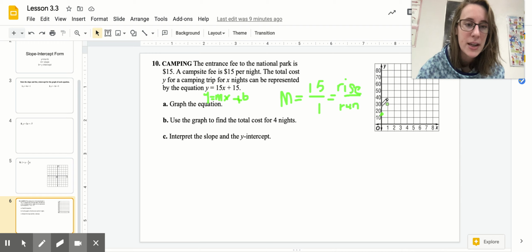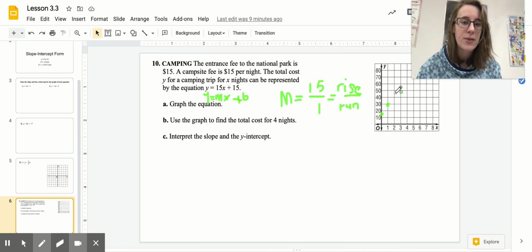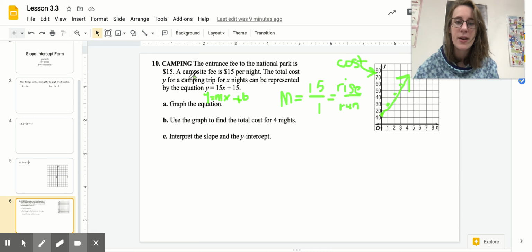So from 15, I would go up to 30 and then go over 1. Go up 15, over 1. Up 15, over 1. And then you can draw your line from there. It's a terrible drawing of a line, but that's fine. So it says the total cost y. So this axis right here, y, is talking about cost. So label that. And then it says for x nights. Our x value is the number of nights that you camped.